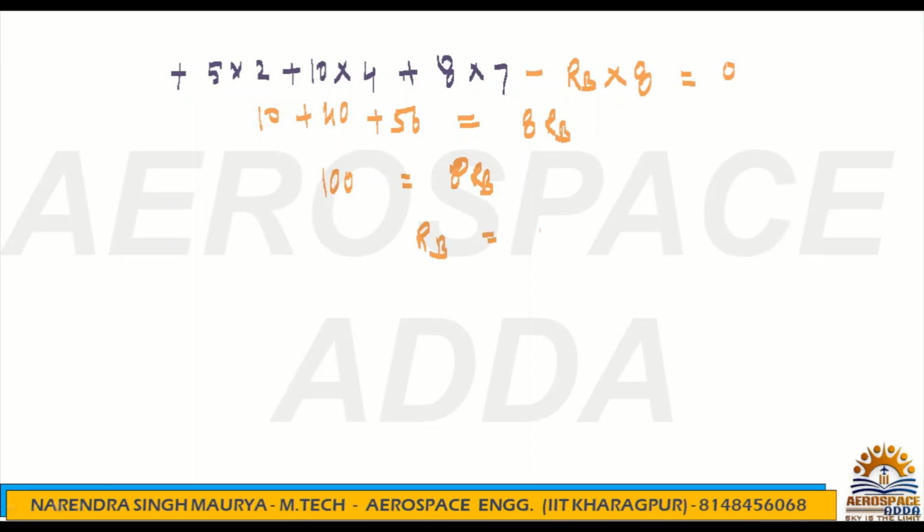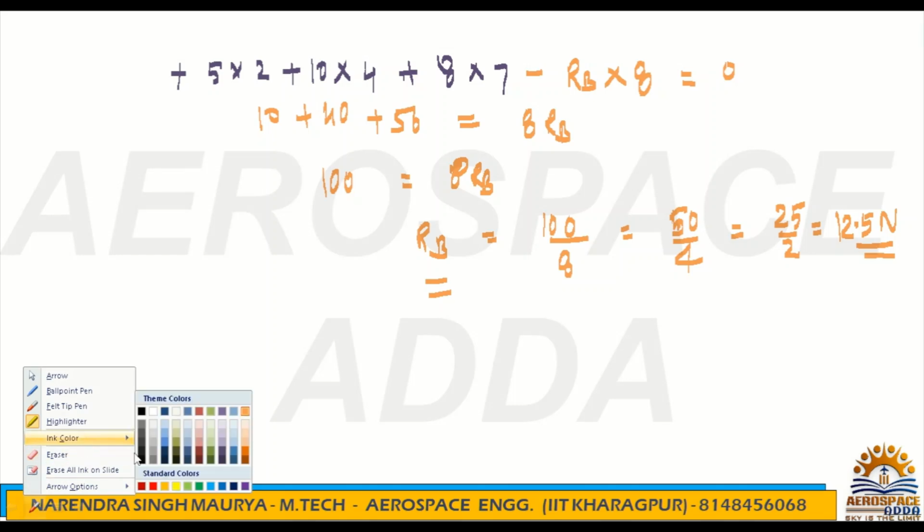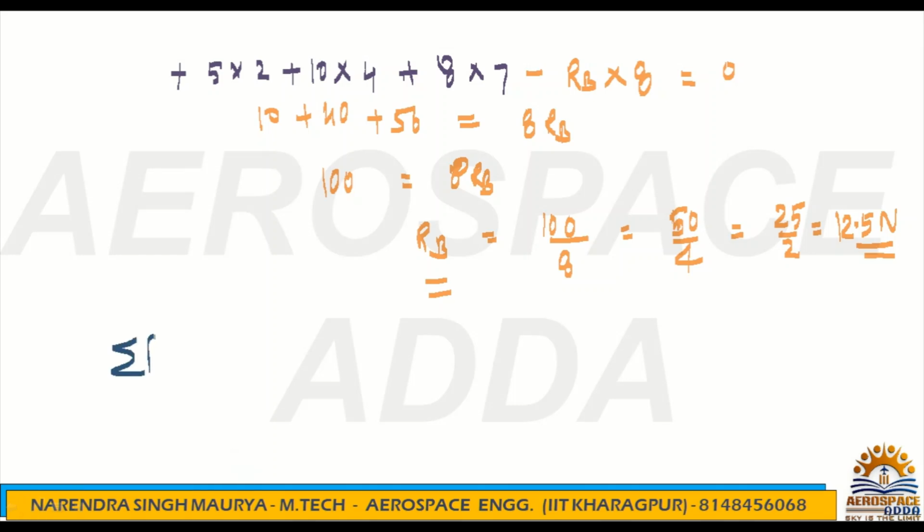So your RB is nothing but 100 by 8, 50 by 4, which is 12.5 Newton. This is the RB now. What is the other equilibrium equation? The summation of all the forces in the vertical direction, in the y direction, must be 0.